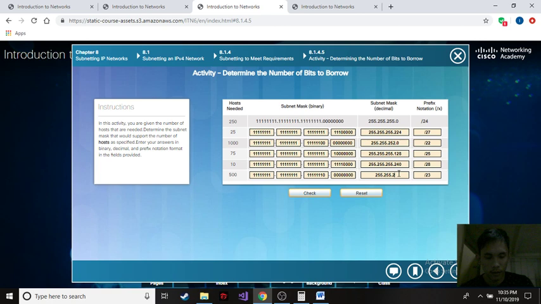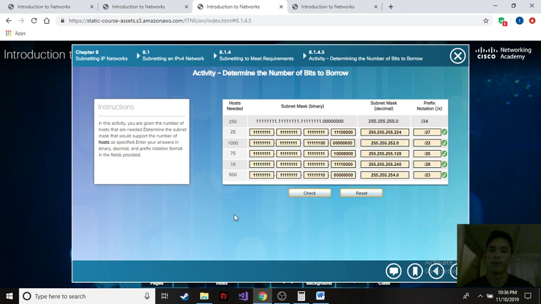254, then 0. Since this part is 0, I hope I got the correct answer here. So let's go check. So that's it. That's how you compute the prefix notation and how to convert binary to subnet mask decimal. So let's proceed to the next activity.